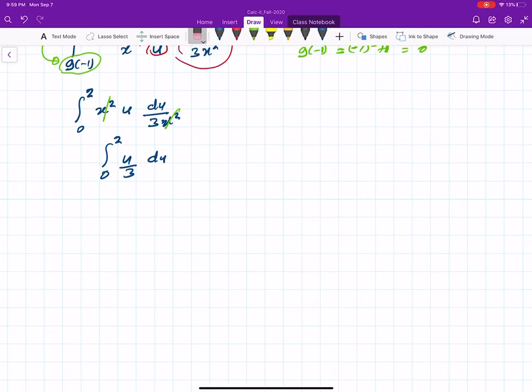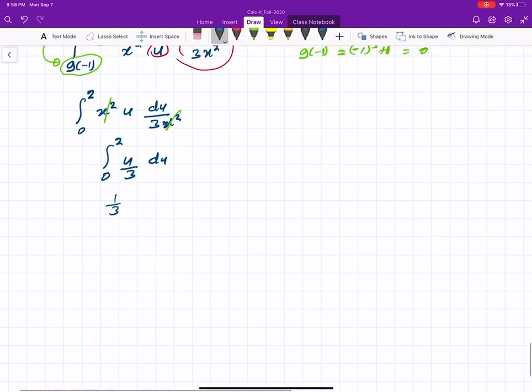This is a very easy problem, where you have to use the power rule. Here the power is 1, u to the power 1. So you write u to the power 1 plus 1, over 1 plus 1. Here 1 plus 1 is 2, 2 times 3 is 6, so 1 over 6 times u to the power 2. And then you have to put the limits from 0 to 2.